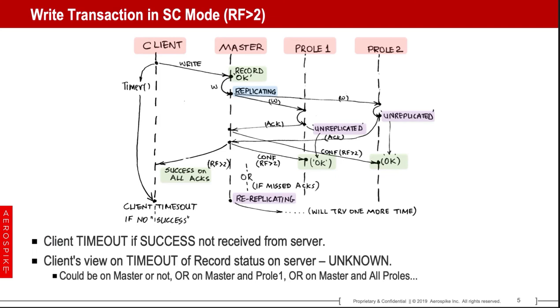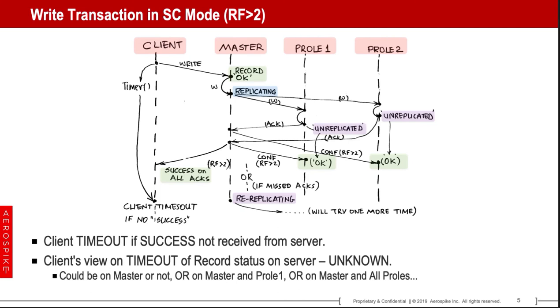Let's look at how we implement a write transaction in strong consistency mode. In this diagram, we've got a client, a master, and 2 proles or replicas. Vertically, we have time, and what we're seeing here are the states of the master and proles or replicas and messages being sent from one entity to another. We'll start with the state of the record where the master and proles are OK.